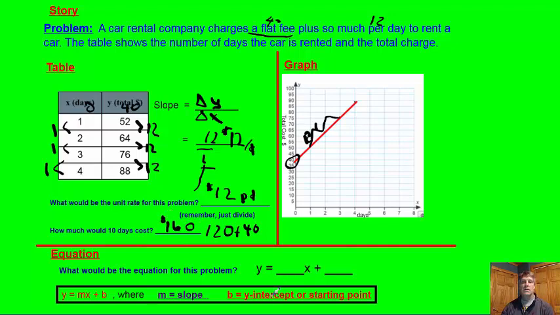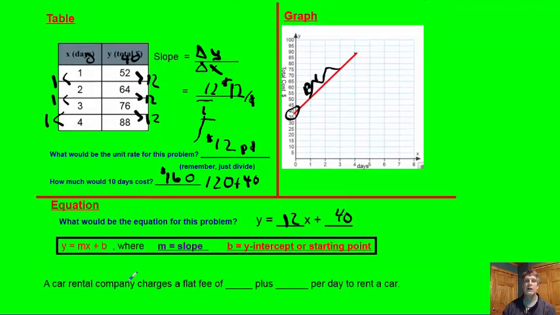Okay? Can you write an equation now? That's easy now. So how much do you charge? $12 a day plus, yep, that starting point, 40 bucks. There's my equation. What would it look like in a word problem? It says a rental company charges a flat fee of $40. That's there. Plus, how much per day? $12 per day to rent a car. And that's my slope right there.